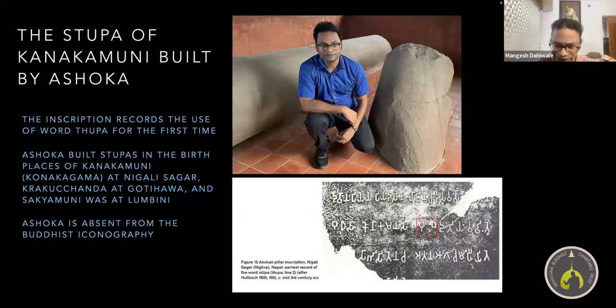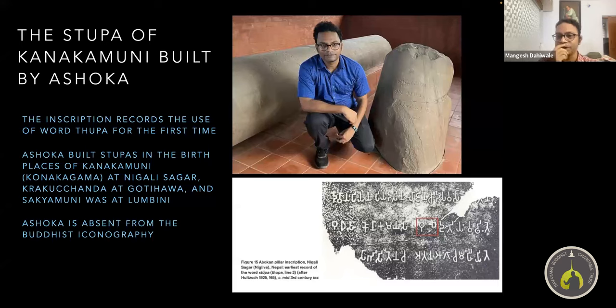Ashoka was very special in the sense that he not only built the stupas over the historic Buddha, Shakyamuni, but Ashoka also built stupas over the previous Buddhas. So in Nepal, Nigali Sagar, there was a stupa dedicated to Kanakamuni Buddha, also known as Konakagama.